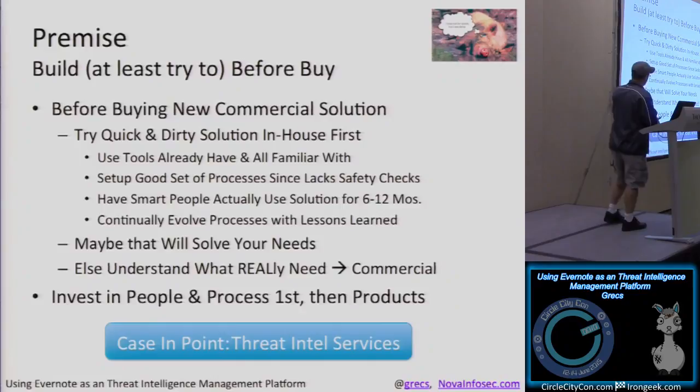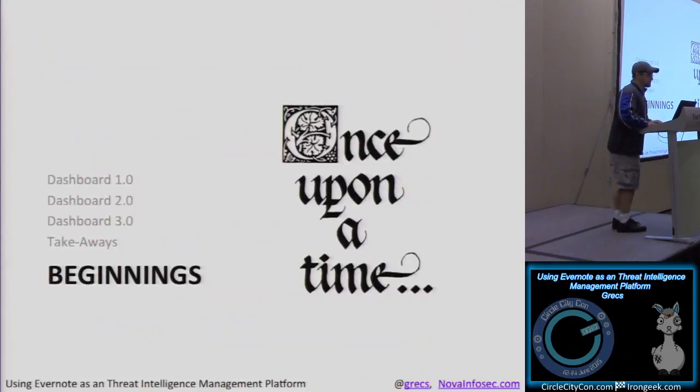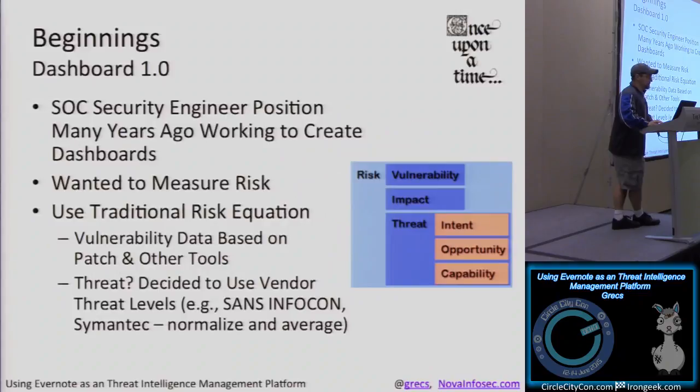So the example here, applying that philosophy to threat intel services. About 5-6 years ago, I was working in a SOC, and they wanted this dashboard, and no one had ever done anything like this. They wanted to measure risk, and so I put some proposals together, and I decided that I would just use the traditional risk equation, broken down into vulnerabilities, impacts, and threats. For vulnerabilities, we had simple things like patch data. Impact was kind of fuzzy, and we had to leave that out because we didn't really have that type of data available to us.